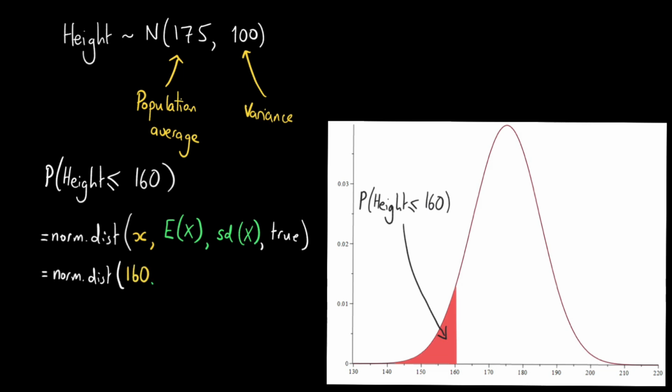The expectation of our random variable is 175. The standard deviation, remember, we're inputting the standard deviation here, not the variance. This is an anomaly with Excel that it specifies the normal distribution in terms of its standard deviation. The standard deviation is just the square root of the variance. The variance here is 100, so the square root of 100 is just 10, and then we include TRUE to specify that we're looking for a cumulative probability density function.